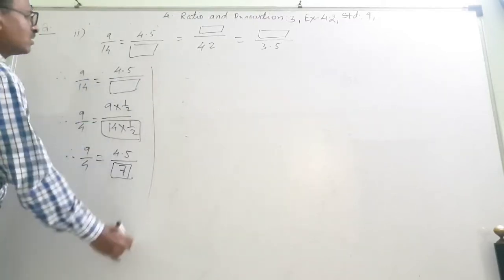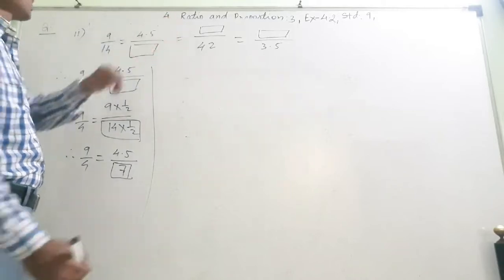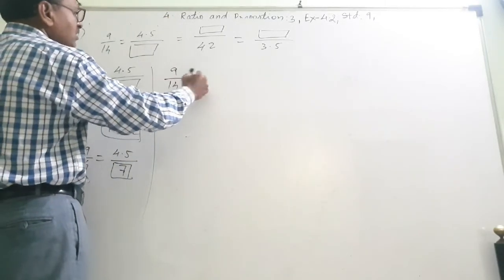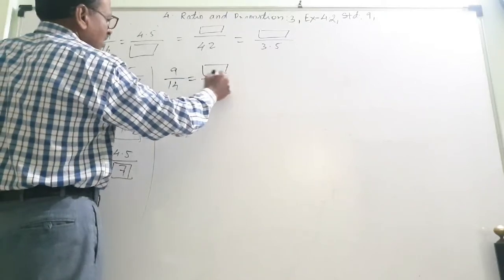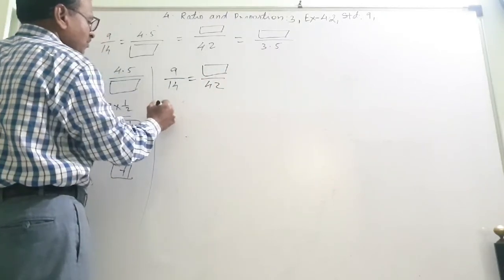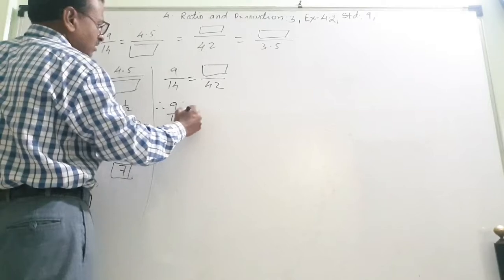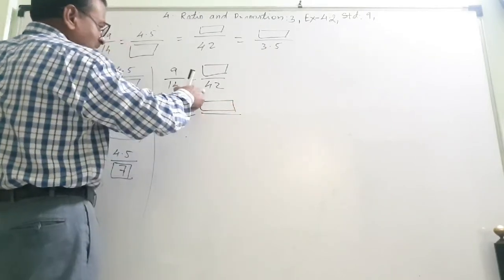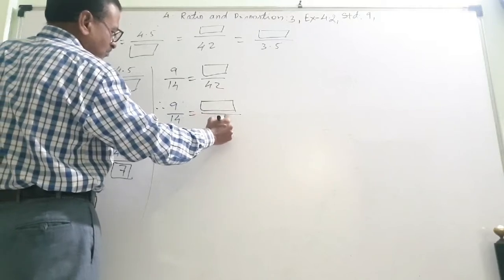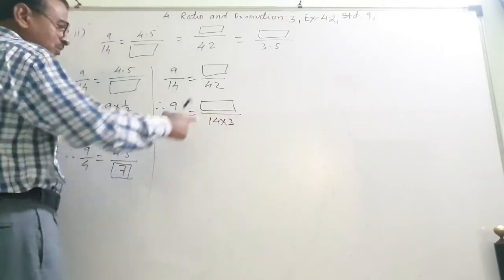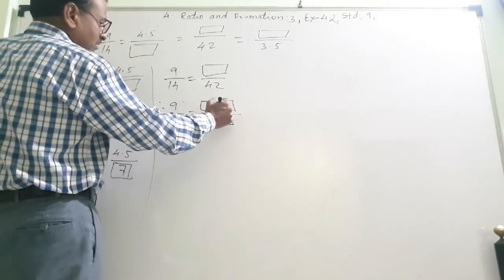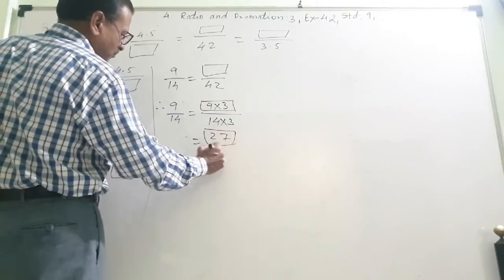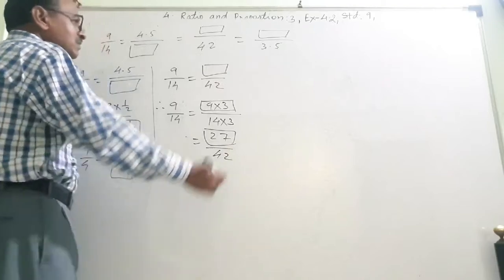Now this is all. Now I want to solve this. 9 upon 14 is equal to box upon 42. Therefore 9 upon 14 is equal to box. In box I will write something. This is 14 into 3. 14 3s are 42. So here also 9 into 3. And that is equal to 27 upon 42.